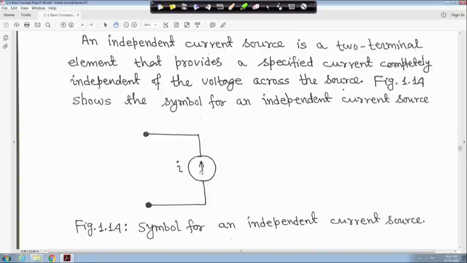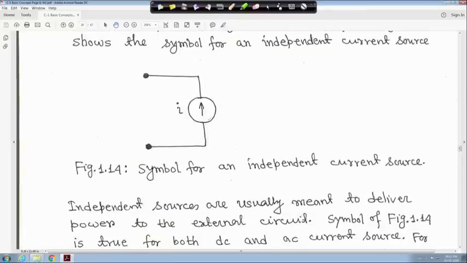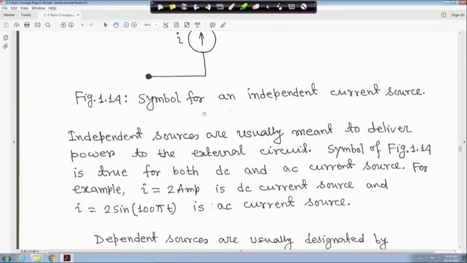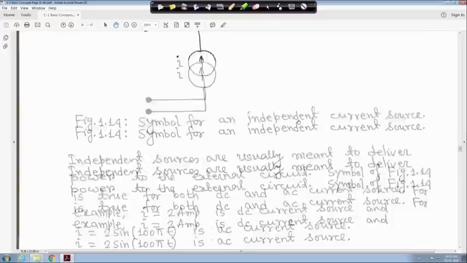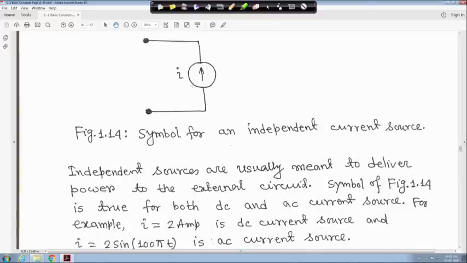So, this current source, whatever it is there, is completely independent of the voltage across the source, right. This is the symbol of the current source, and this symbol is true for both DC as well as AC, right. You will see AC later. Independent sources are usually meant to deliver power to your external circuit. So this figure 1 is true for both DC and AC, as I have told you.